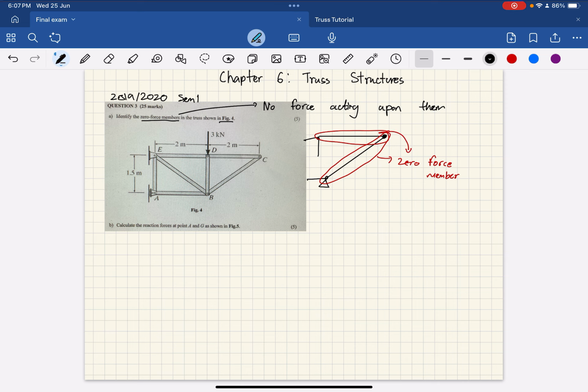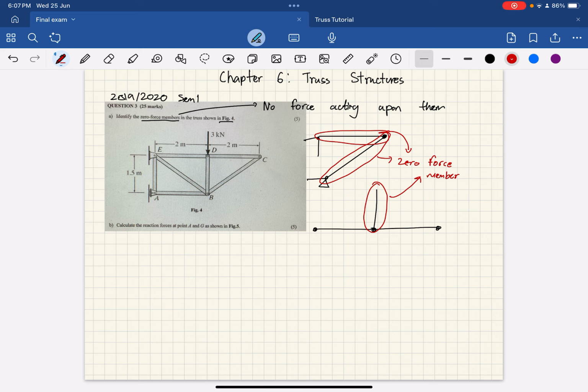Another condition for a zero force member is, for example, let's say you have three truss members. Two of them are collinear and one of them is not collinear at all. So in this case, the third member would be considered a zero force member.